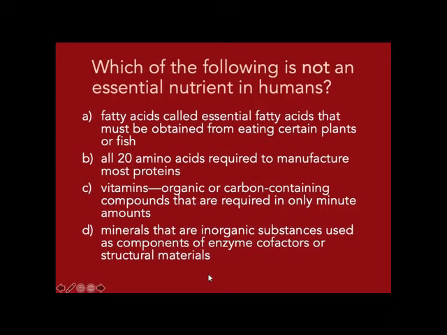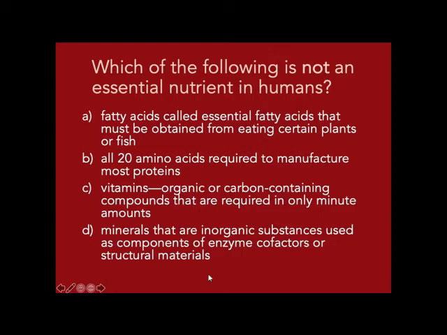Okay, so which of the following is not an essential nutrient in humans? All right, A, fatty acids called essential fatty acids that must be obtained from eating certain plants or fish. B, all 20 amino acids required to manufacture most proteins. C, vitamins, organic or carbon-containing compounds that are required in only minute amounts. Or D, minerals that are inorganic substances used as components of enzyme cofactors or structural materials.